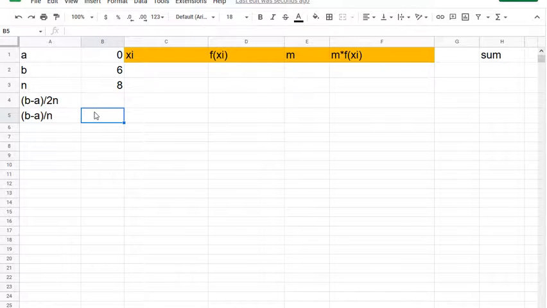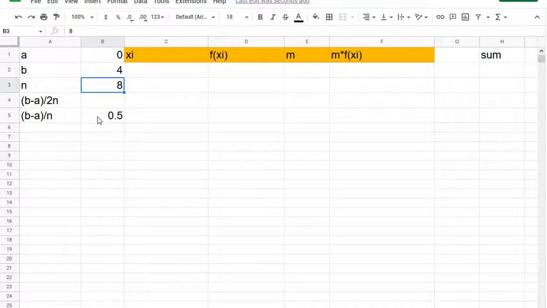So for delta x, it's just b minus a, and so we would do equal parentheses, and then b is in cell B2, and then minus a is in cell B1, and then dividing by n, n is in cell B3, and that will give us... and so let's back up, b was 4, and so let's change this to a 4.